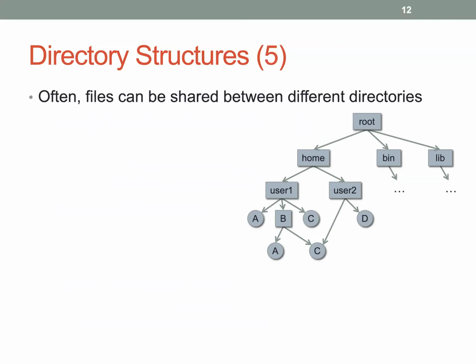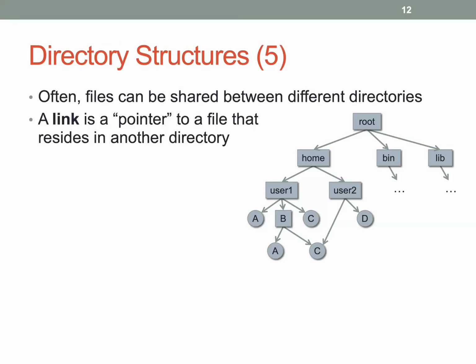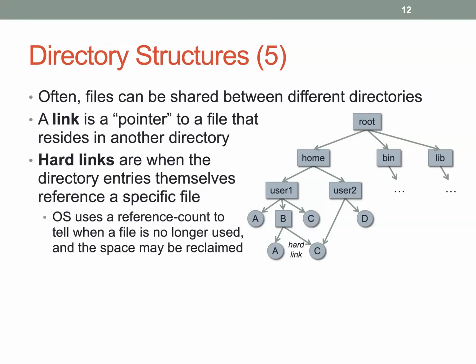Files can be shared between different directories in a couple of different ways. You may have noticed this if you are looking carefully at the picture that I have here, that this file is named C and it's linked from two different locations. And linking is exactly what we call this. A link is basically like a pointer on the file system to a file that may reside in a different directory. Now, there's two different ways that you can link to a file.